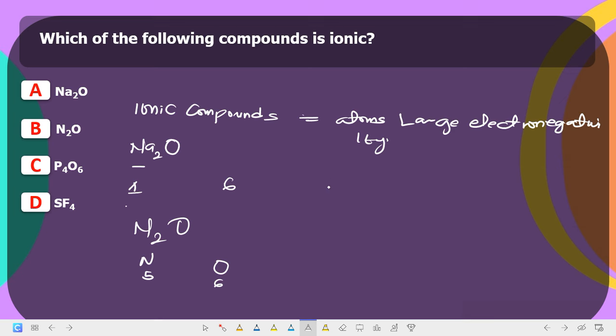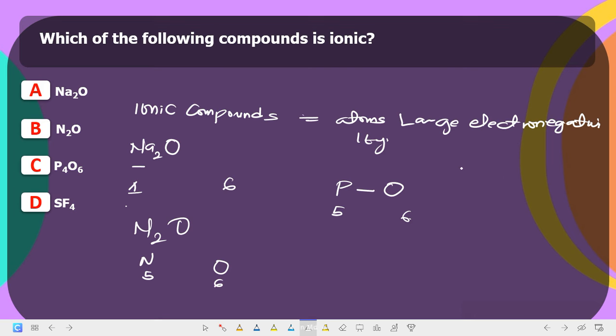Now, how about this one, phosphorus? Let's talk about the bond between phosphorus and oxygen. Now, phosphorus is in group 5. Oxygen is in what? Group 6. Just that phosphorus and oxygen are in different periods. Phosphorus is in period 4, I think. That is 2, 8, 8.